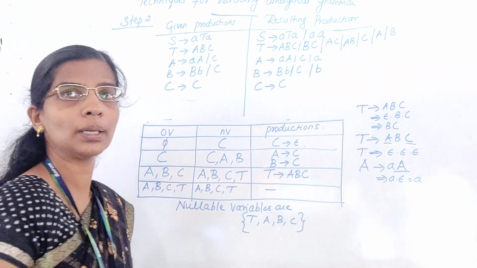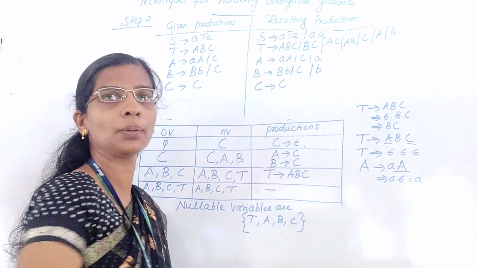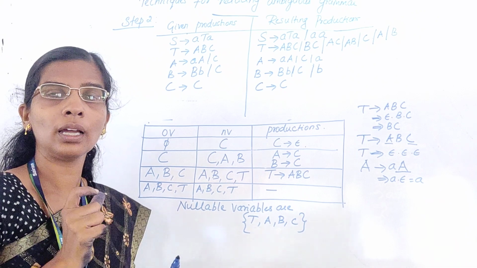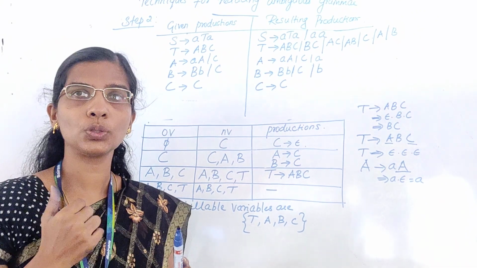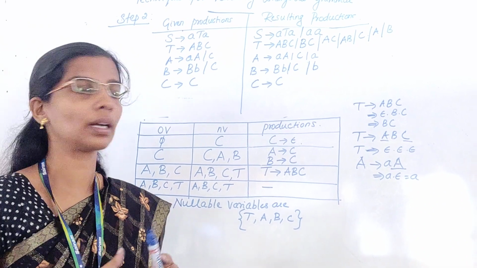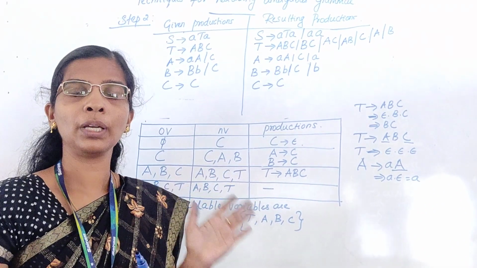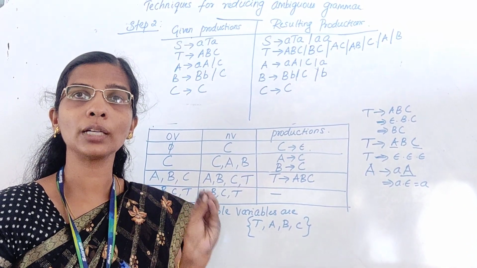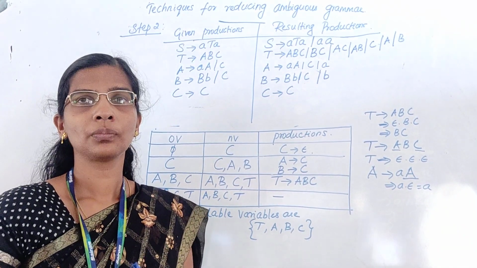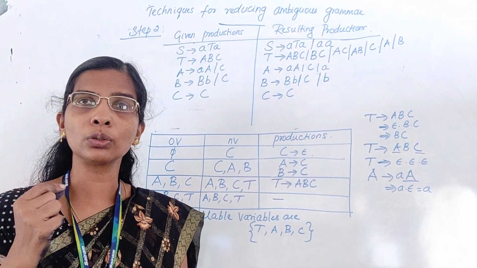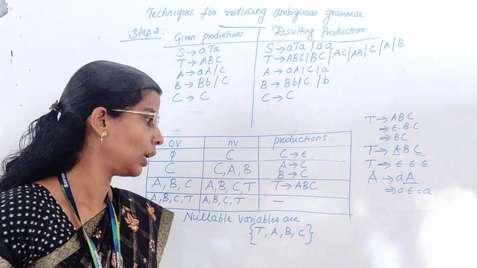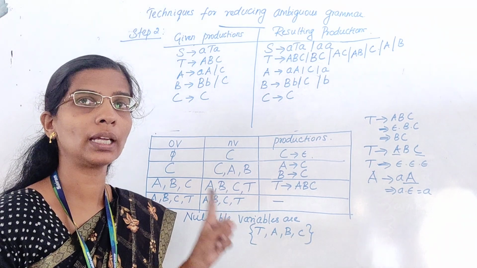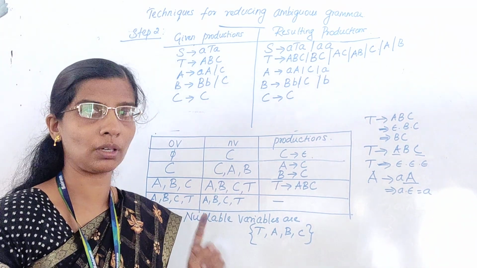Now for the next step, you have to look at this resulting production. As I said, in reducing ambiguity, that is, to find the equivalent unambiguous grammar, the first step is eliminating epsilon production and the second step is including at most one epsilon step. So when should I include at most one epsilon? Only when the start symbol is a nullable variable.